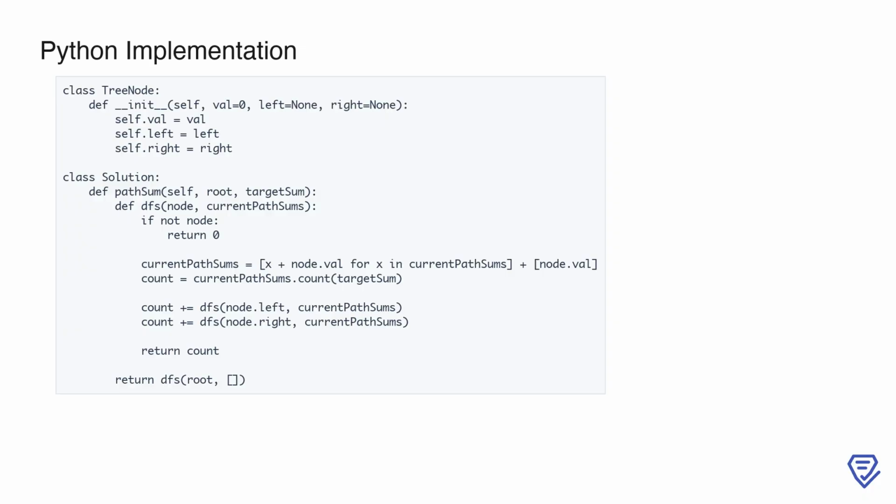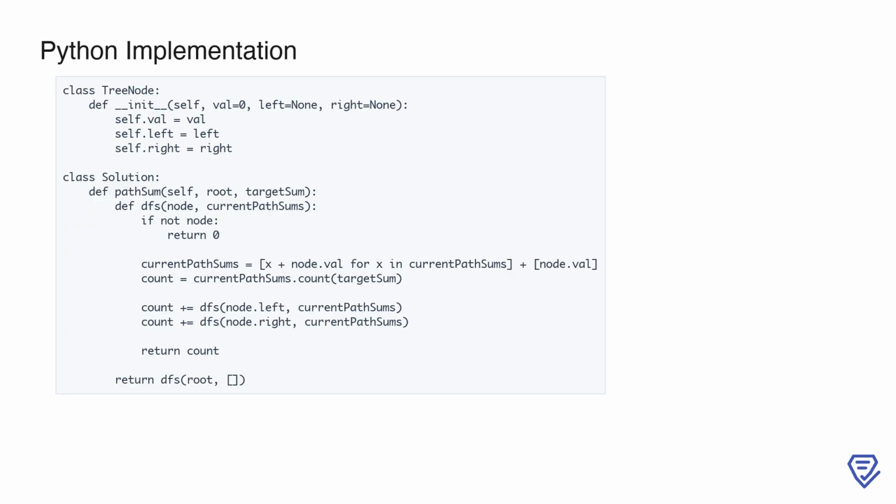Base case: if the current node is null, the function returns 0 because there are no paths to check. Current path sums: for every recursive call, we update the list current_path_sums. This list keeps track of all path sums ending at the current node. For each previous path sum in the list, we add the current node's value to extend the path. Additionally, we start a new path from the current node by adding its value as a single element list.